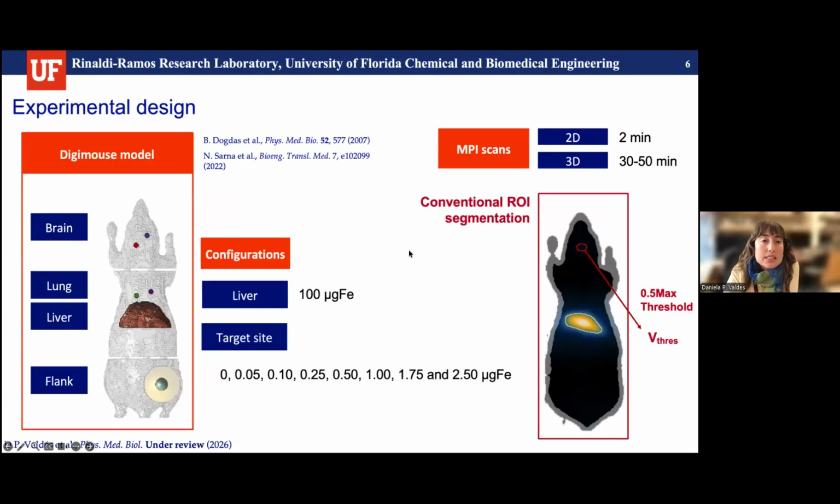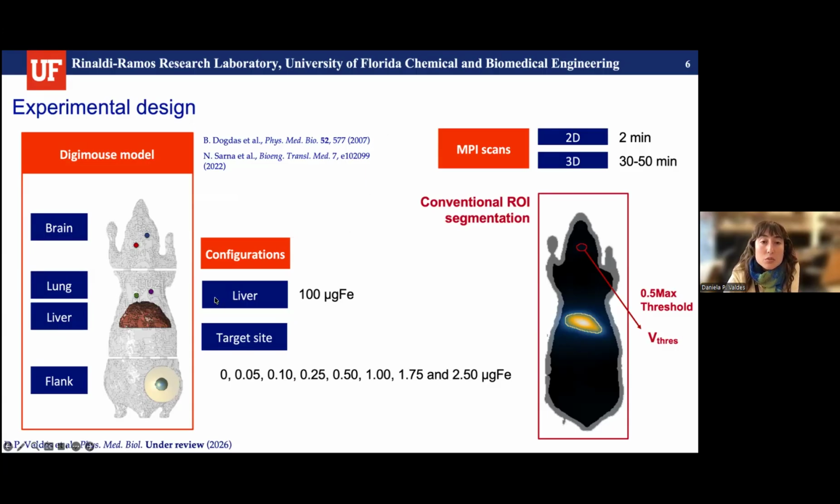So the experimental design is basically using this phantom coming from the DC Mouse Atlas. The dimensions are those of a mouse, and the cavities are placed in the anatomically correct positions. We're going to analyze signals in the brain, the lung, and the flank in the presence of a very strong liver signal, mimicking the accumulations we see in vivo.